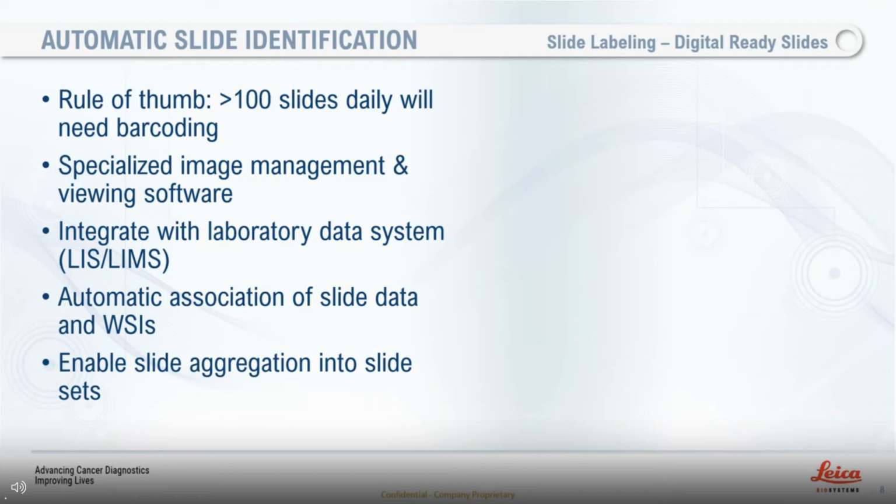Moving on then away from microtomy, but onto slide labeling. And the first piece I'd like to touch on here is in relation to automatic slide identification. I've said it previously, but the rule of thumb that I go by here is if you're looking to scan any more than 100 slides daily, you really will need to look at barcoding your slides. Digital pathology images are so large, they do require specialized image management and viewing software.